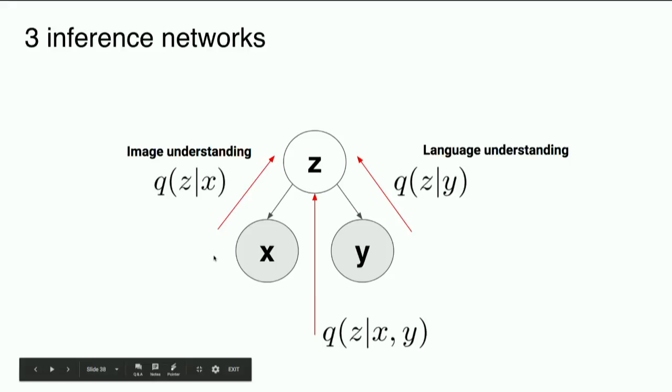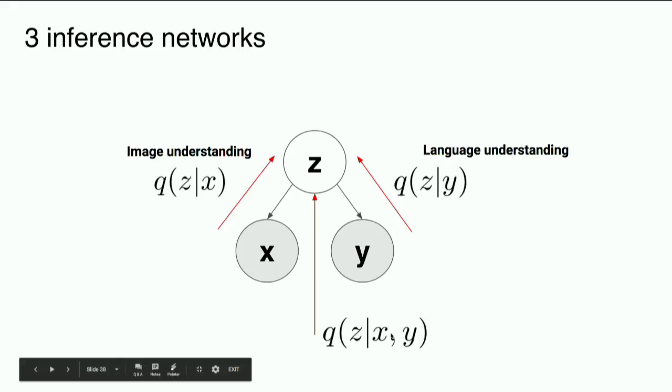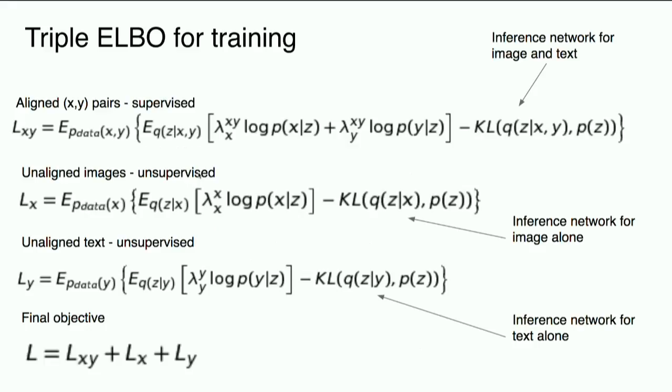But we also want to be able to do inference given just an image or given just text. So we call this one image understanding and this language understanding. We're going to use the paired one for training, and then we'll use these at test time when we only observe one modality or another. Or if we're doing semi-supervised learning, we need these unimodal inference networks. And now we need a way to train all three of them.